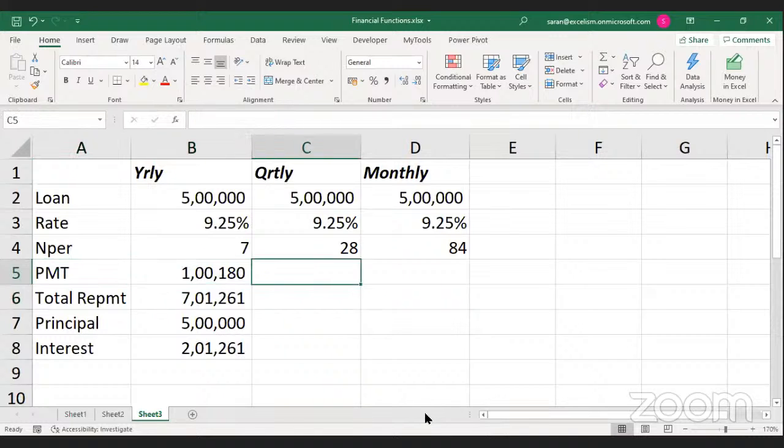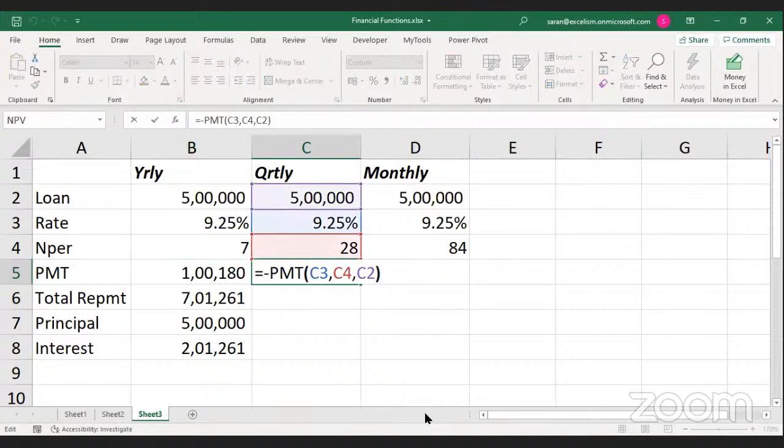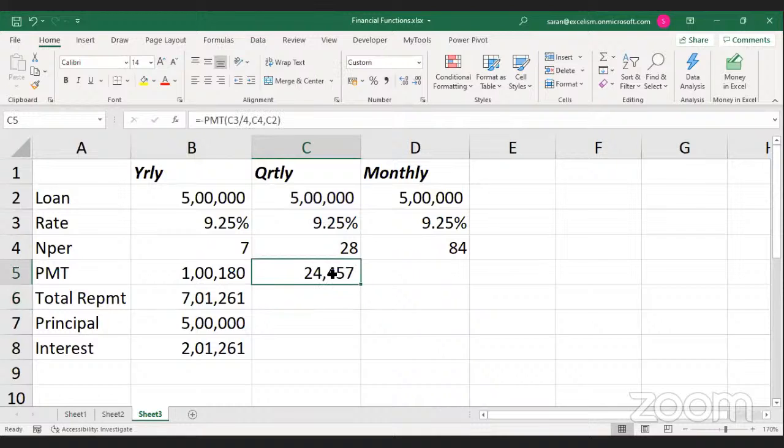Now, for example, if I want to do the same for quarterly, copy paste. Now, because my rate must be a quarterly rate, I'll just put divided by 4. So for 28 periods I'm going to pay, because my number of periods is going to be quarterly periods. If I enter, this is the balance, right? So this is the equated quarterly installment I need to pay for 28 quarters.